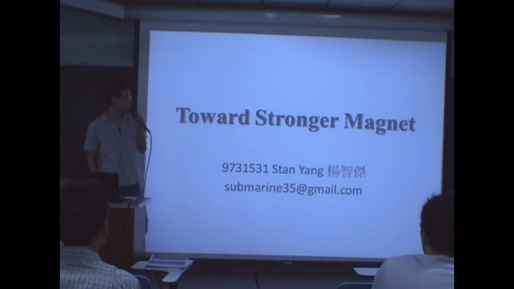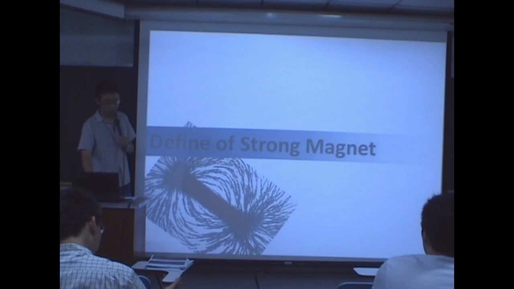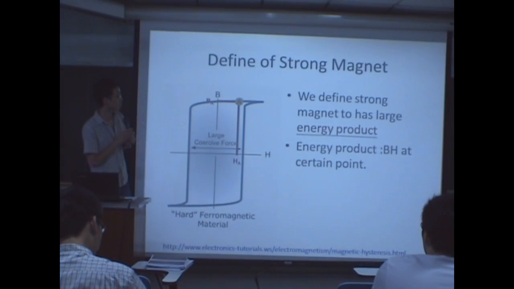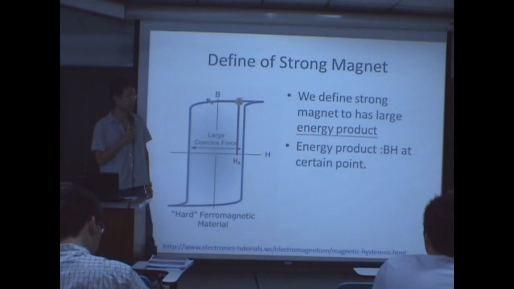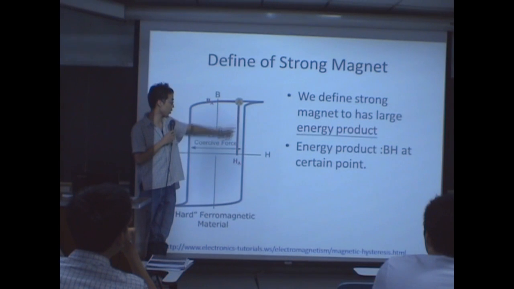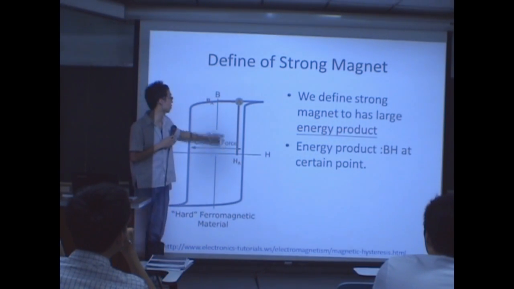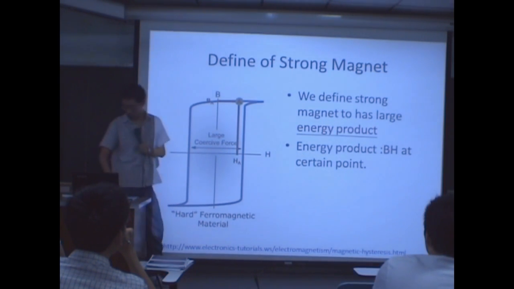So I would like to introduce how to get a strong magnet. First, we have to define what a strong magnet means. As you can see, we define a strong magnet as a magnet with higher energy product. So if we are at point A, we will have the applied field HA and the BA. The product of BA dot HA is the energy product.